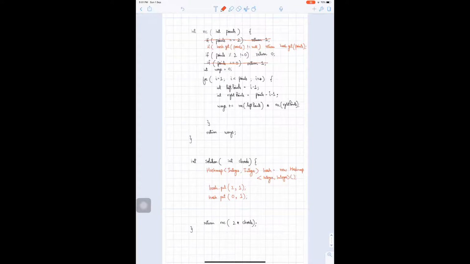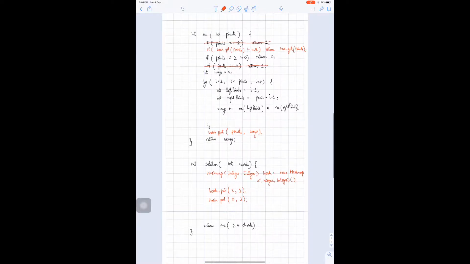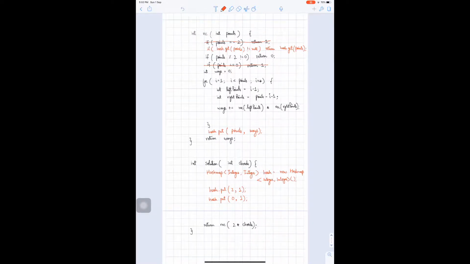And the only thing that is left is storing our result. Hash dot put points and the answer is ways. So that's it. We have converted a simple recursive solution to a DP solution with memoization. Thanks for watching. See you next time.